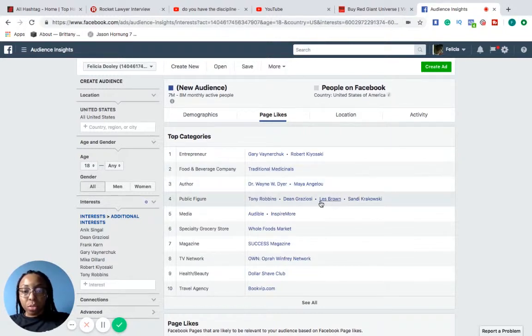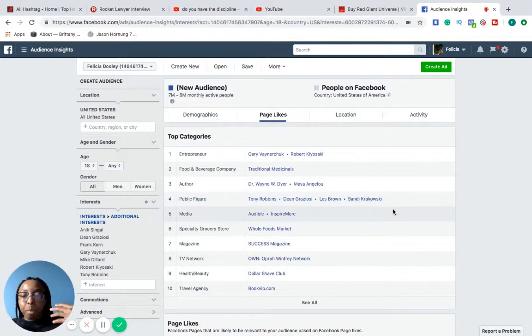Les Brown is too. But these are some of the things that your potential audience consumes on a daily basis. Like, these are some of the things. So you can actually look at the page likes of the majority of the people who listen to all these gurus that are teaching people on a regular basis.